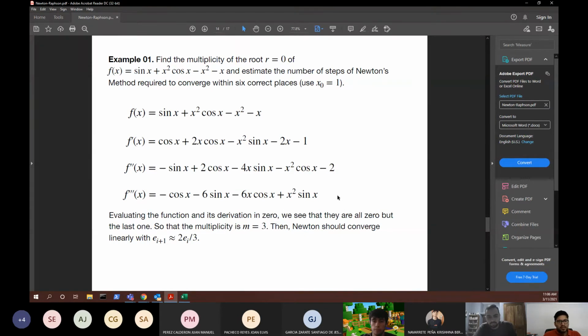Okay, that's good. So what we're going to do to find the multiplicity of these equations and their derivatives is just evaluate the function at zero. So evaluate each of the functions at zero. Evalúen las 4 funciones en cero.